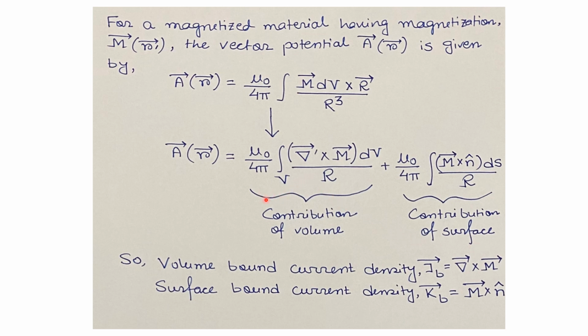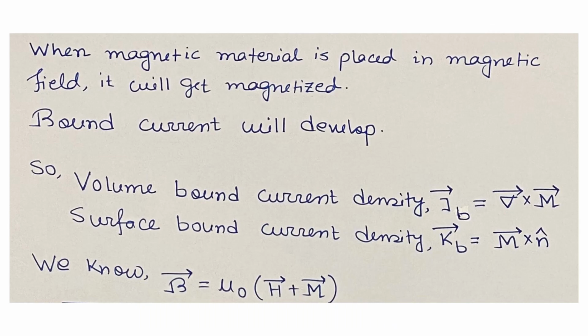And from the first part, this curl cross M is basically your volume bound current density. And in the second term, the M cross n cap is your surface bound current density. Hence, the volume bound current density is defined as Jb equals curl cross M vector, and surface bound current density is Kb equals M cross n cap. Now we'll see the solution of the given question.